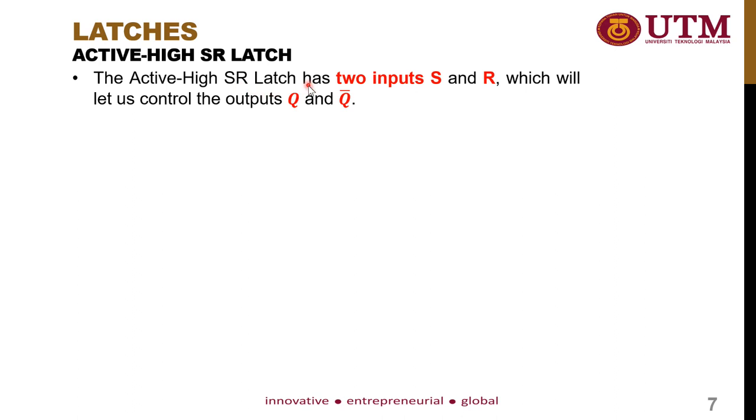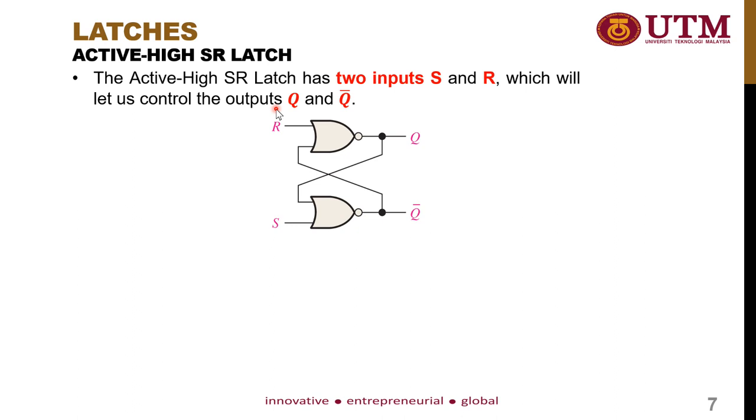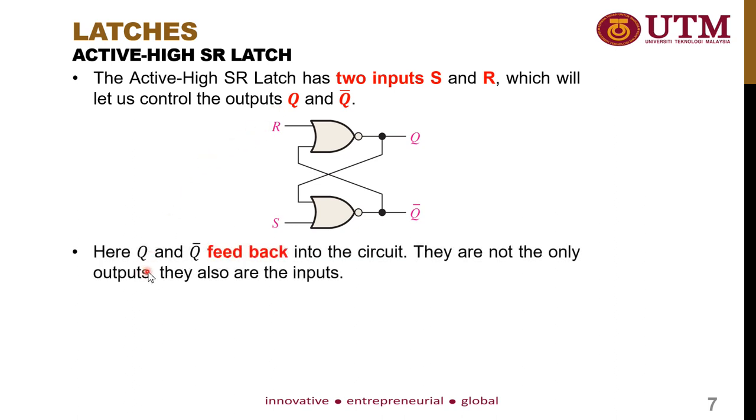The active high SR latch has two inputs, S and R, which let us control the output of Q and Q bar. This is the logic circuit for the active high SR latch. Here, Q and Q bar give feedback into the circuit. Q bar goes to the input of the first NOR gate, which is joined by R. And the Q output joins the input of S. They are not only the outputs, they are also the inputs. So Q and Q bar act in two different roles. They are the output, and they are also the input for the latch.